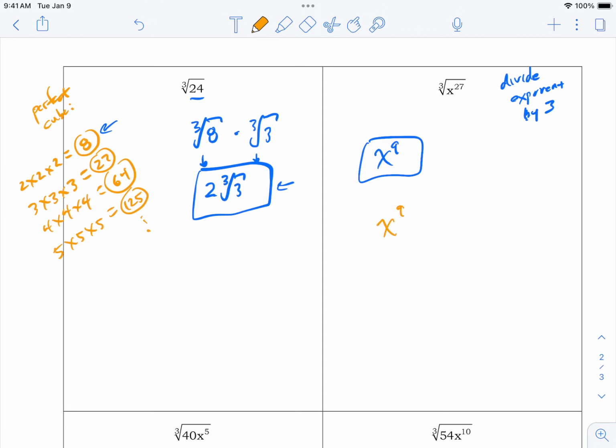Well, if you go x to the 9th times itself 3 times, what would you get? Remember, you would add your exponents together. That's one of our laws of exponents. 9 plus 9 is 18, plus 9 more is 27. It works, right? Because you add the exponents, so it works. So if you're taking a cube root, you're dividing your exponent by 3.